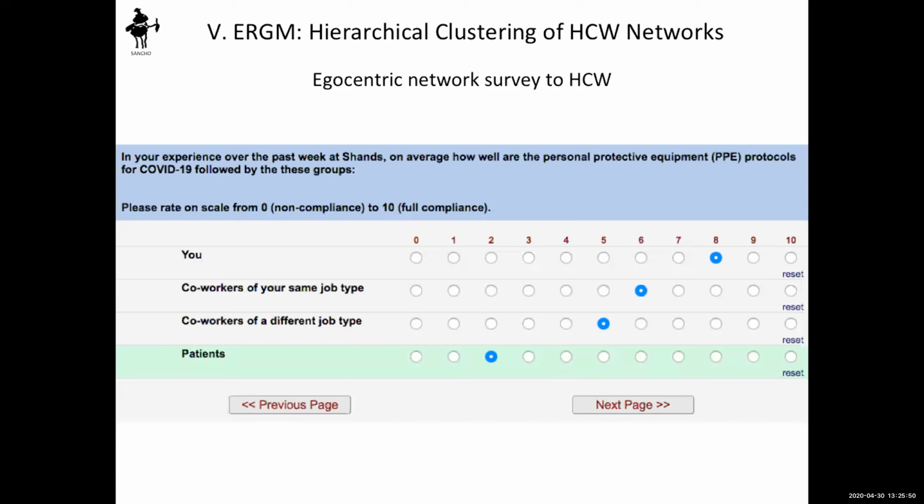We also have an ERGM approach that we're doing in parallel with a little bit more of a top-down view on behavior of the healthcare workers, and we have a survey which we designed here. These are some of the questions you'll see about personal protective equipment use, number of contacts in a day, how long those contacts last, how often people travel to different areas in the hospital, like cafeterias.